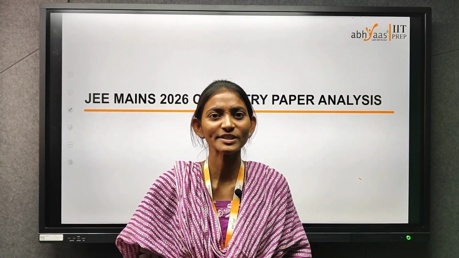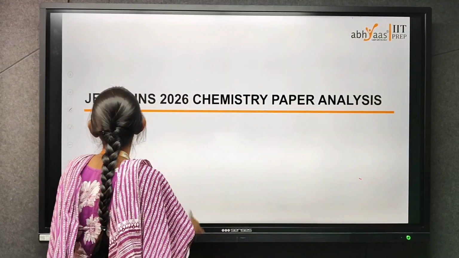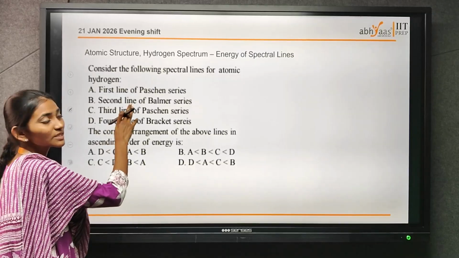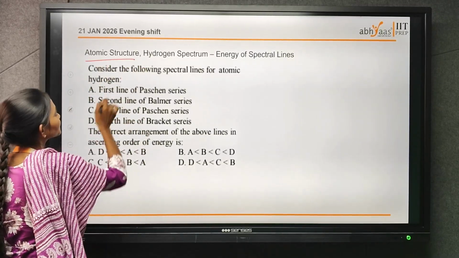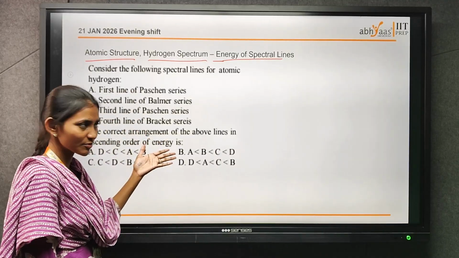Today we are going to discuss the JEE Mains 2026 paper analysis of Chemistry Shift 2. This question was given from atomic structure and the hydrogen spectrum, the spectral line series. You know the hydrogen spectrum series, right?